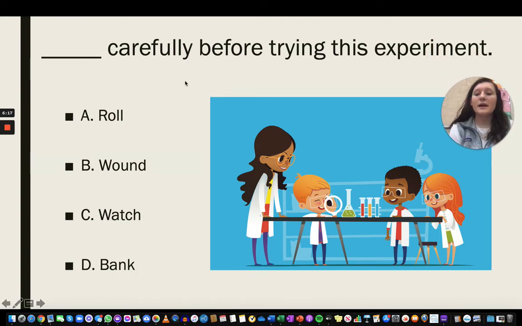All right, this time we have blank carefully before trying this experiment. Again, we have roll, wound, watch, and bank. Blank carefully before trying this experiment. This time we're going to go with C, which is watch. We're going to say watch carefully before trying this experiment. Again, this is an action. We need to watch the teacher to see how to do this experiment.